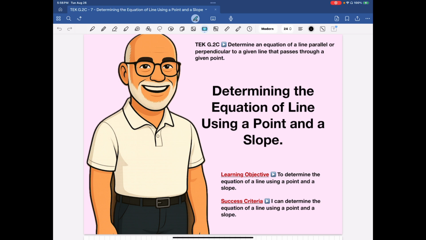Our learning objective is to determine the equation of a line using a point and a slope, and you will know you have mastered this objective when I give you a slope and just a regular point, and you can tell me the name of that line.